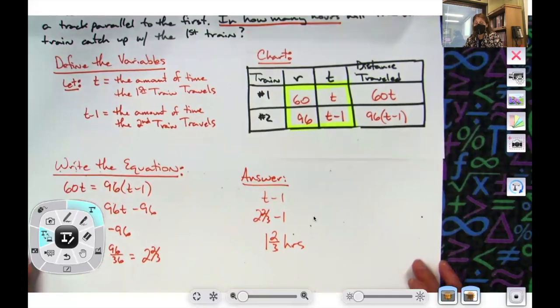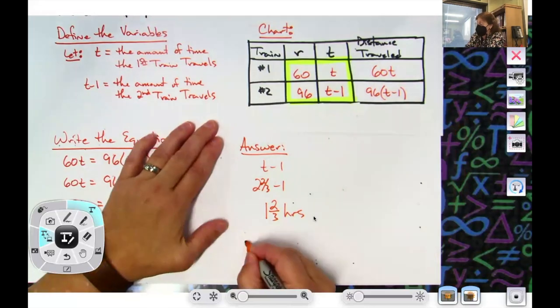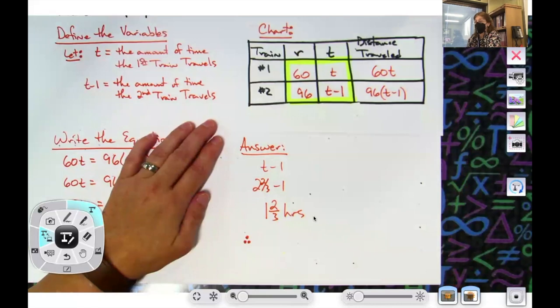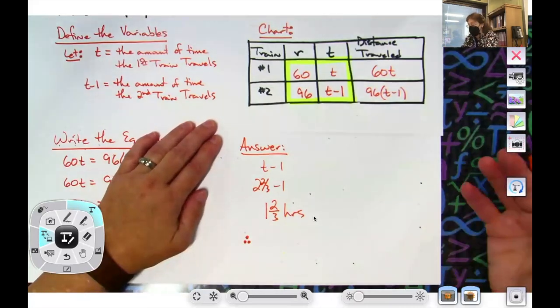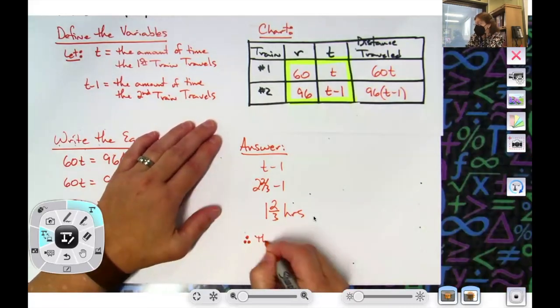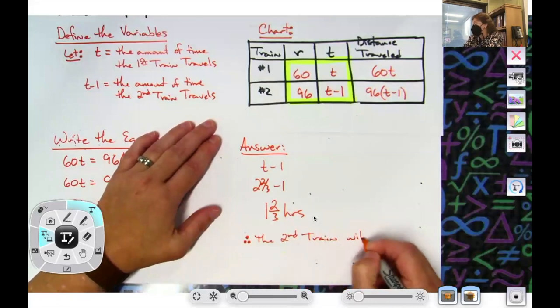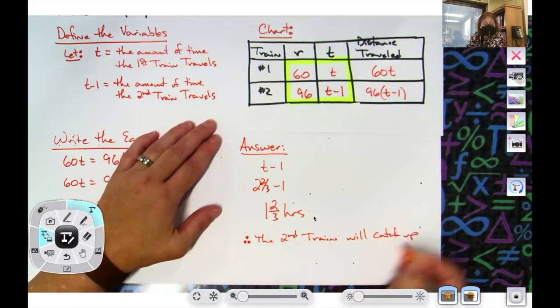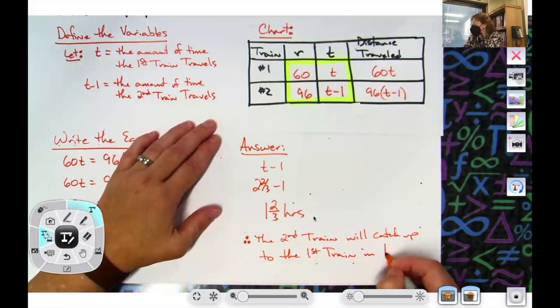Where am I running out of room here? Let's go back up a little bit. New mathematical symbol, you guys haven't seen that, right? Three little dots written in a triangle like that means therefore. I have done all this work and I can now draw a conclusion. Therefore, the second train will catch up to the first train in 1 2/3 hours.